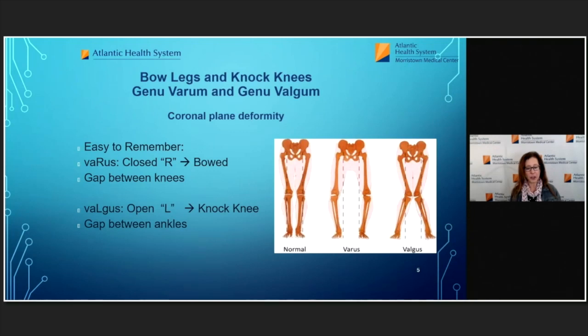So bow legs, or genu varum, is easy to remember as being bowed legs because varus has an R in the middle of the word. This is a closed letter, just as bowed legs are basically a closed deformity where you have a space between the knees. In valgus, the L in the center is open, like knock knees, which have a gap between the ankles.